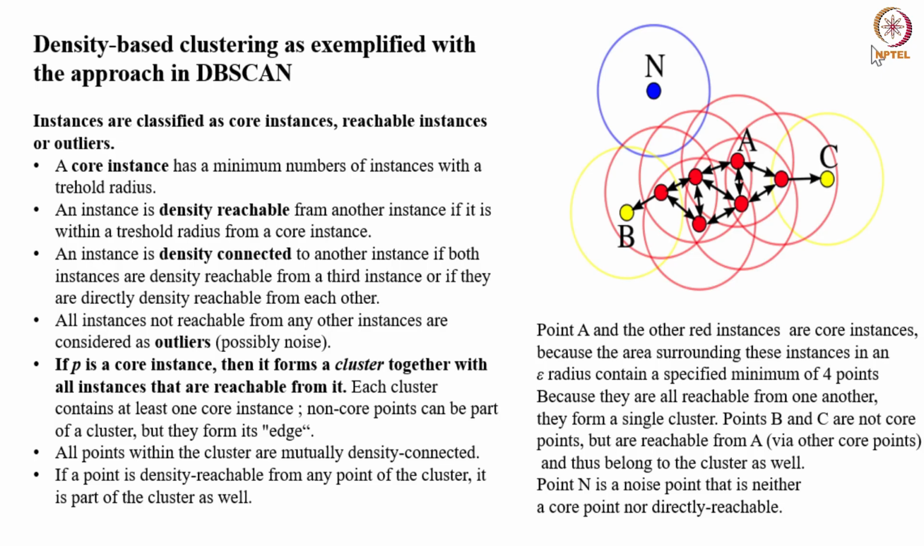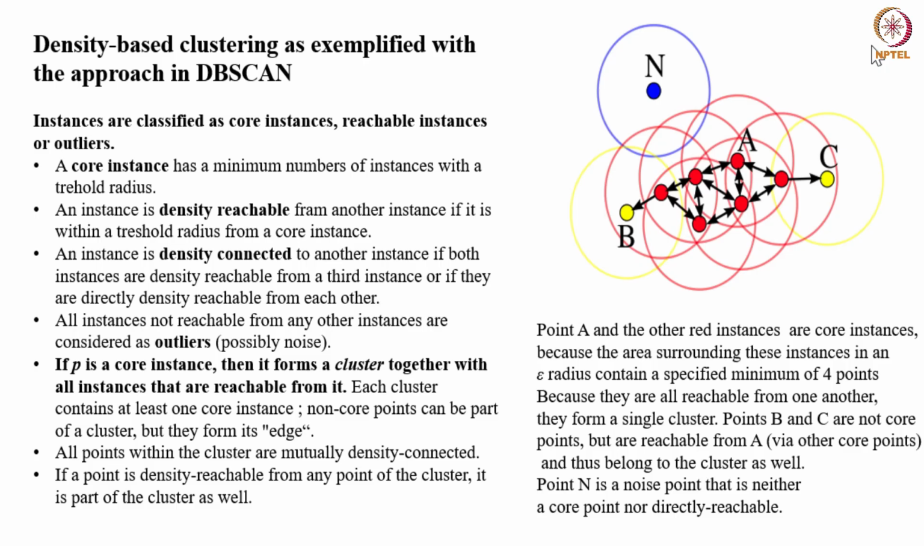If P is a core instance, then it forms a cluster together with all instances that are reachable from it. Each cluster contains at least one core instance. Non-core points can be part of a cluster, but they form its edge. All points within the cluster are mutually density connected. If a point is density reachable from any other point in the cluster, it's part of the cluster as well.